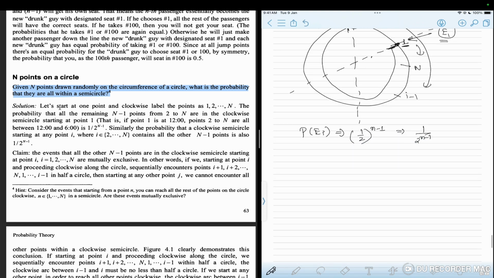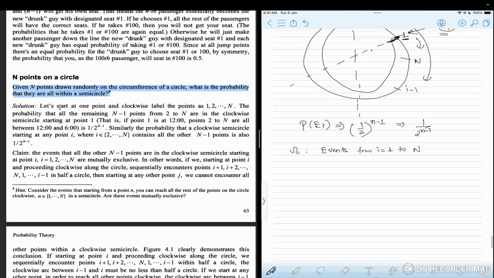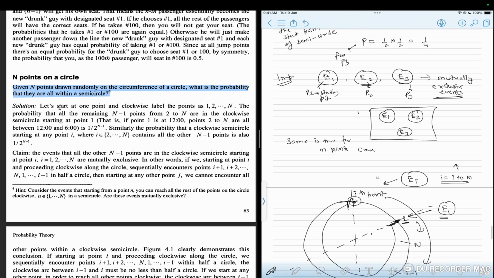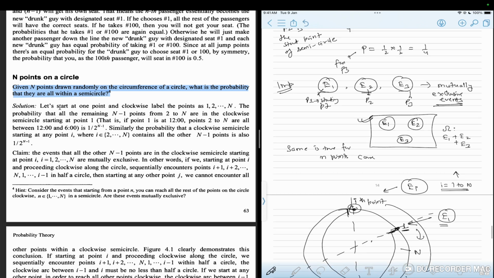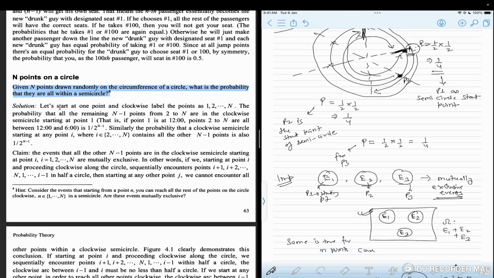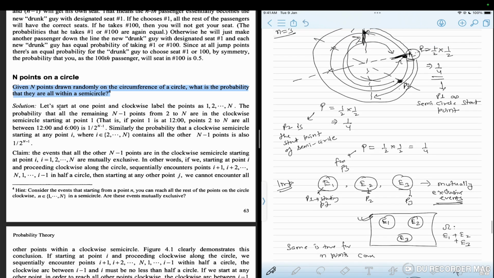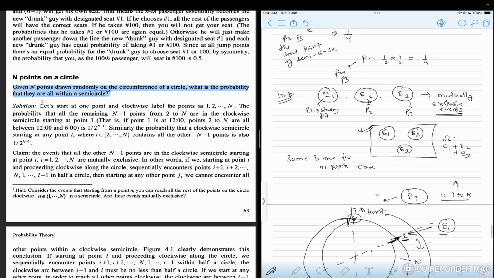And we have said that our sample space consists of multiple such events, E1 to En, where for n equal to 3, I showed you this picture. The sample space is E1 plus E2 plus E3. These are the three scenarios in which we will be able to form a semicircle with 3 points on one side. The difference is just that the semicircle start point differs.